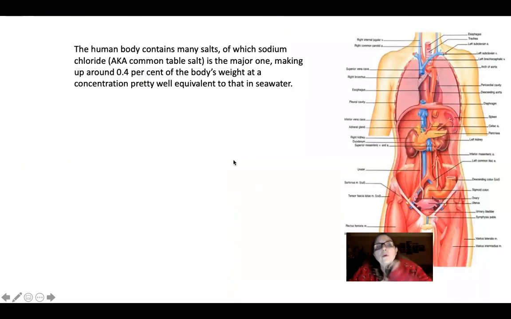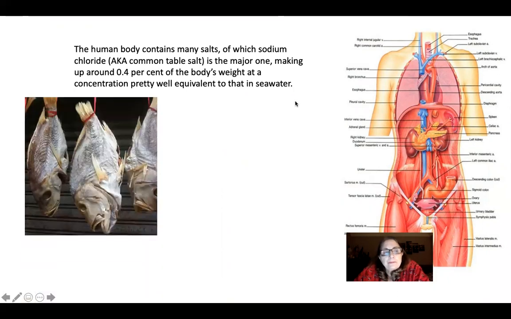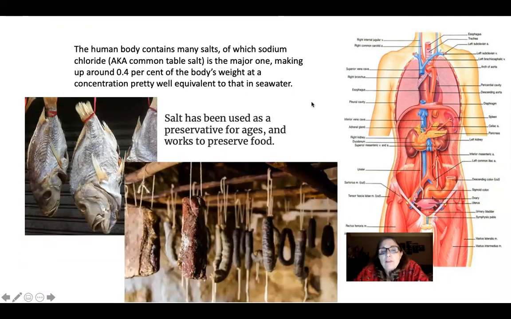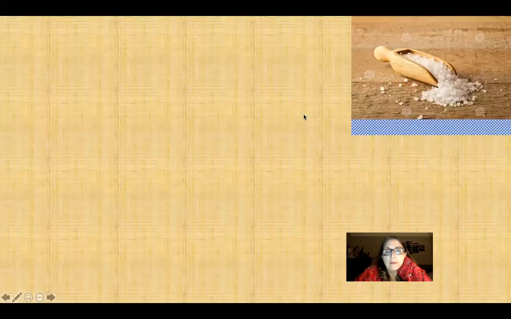So we're going to look at salt real quick. The human body contains many salts. Sodium chloride is a major one, making up around 4% of the body's weight, equivalent to seawater. Salt has been used as a preservative for ages and works to preserve food. So that's the one thing I think most people think about. Oh, well, Christians are salt. As long as Christians are here on the earth, we're preserving the world. I think that's the basic thing that most Christians think about.